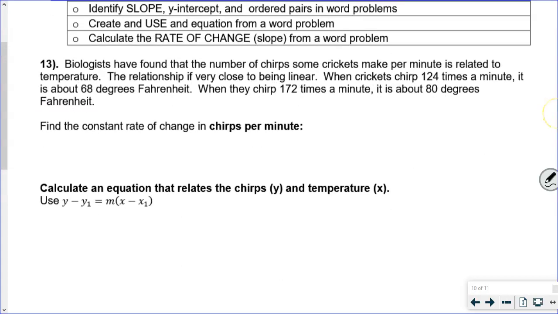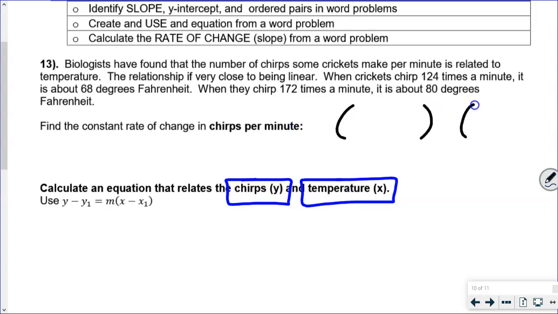Now, I promised you guys on the test I would be very transparent and tell you what I want from you. So one thing I noticed on this question is when I asked you to write the equation, I defined the variables for you down here. So please pay careful attention to how I define the variables. This time I want chirps to be the y-coordinate and temperature to be the x-coordinate. So there's 2 ordered pairs hiding in these words. You got to find them.